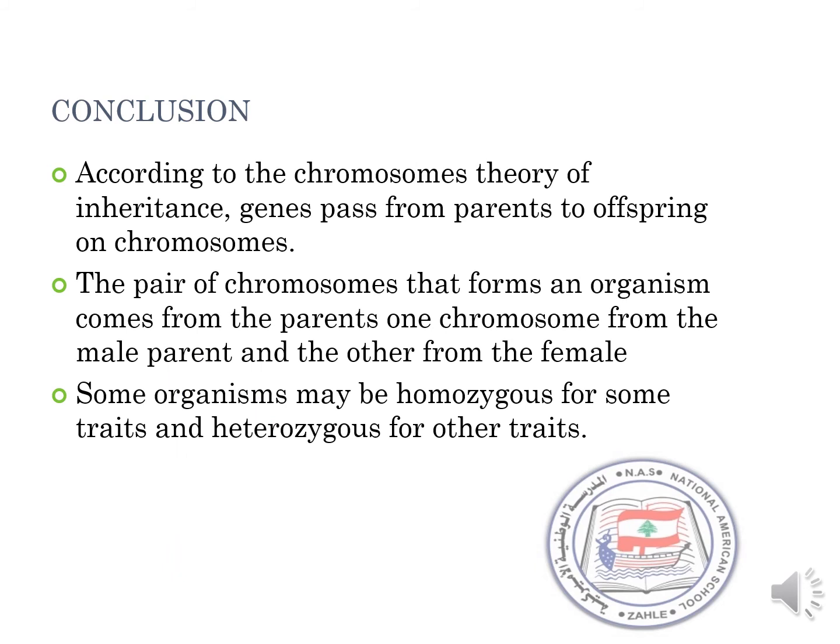As a conclusion, according to the chromosome theory of inheritance, genes pass from parents to offspring on chromosomes. The pair of chromosomes that forms an organism comes from the parents, one chromosome from the male parent and the other from the female. Some organisms may be homozygous for some traits and heterozygous for other traits.